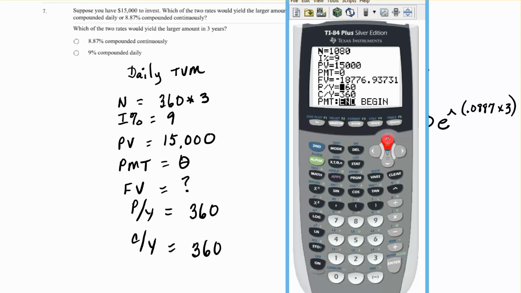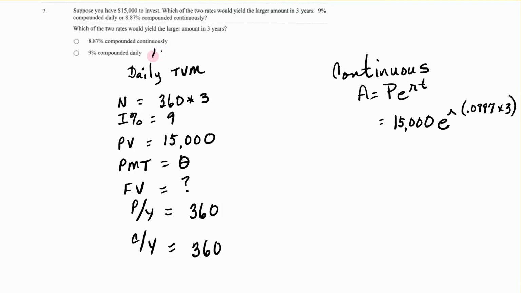Go back up to future value. Clear it if you want to, it doesn't matter. And do alpha, enter. And we will have a future value of, let's see, where will I write this? All right. It will be $19,648.80.